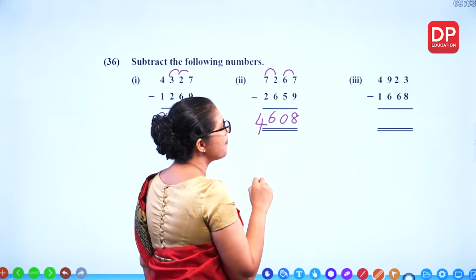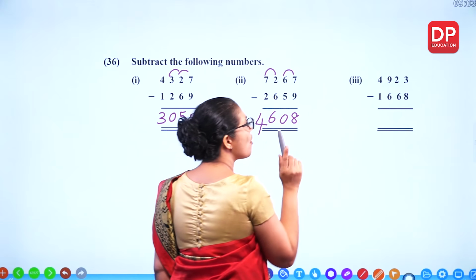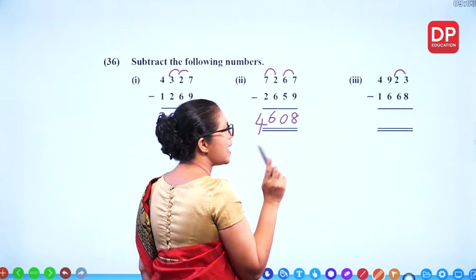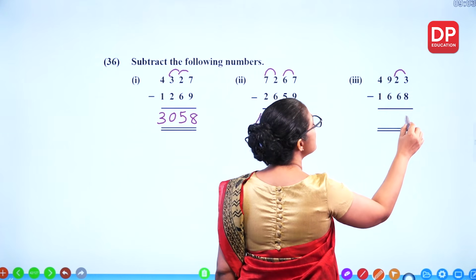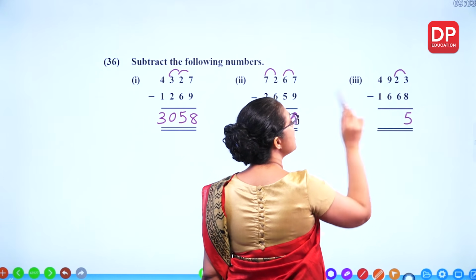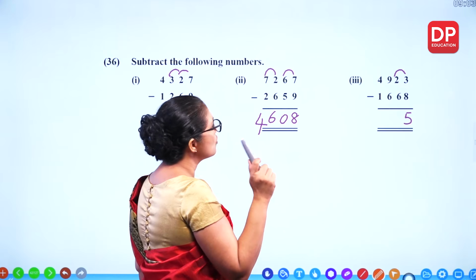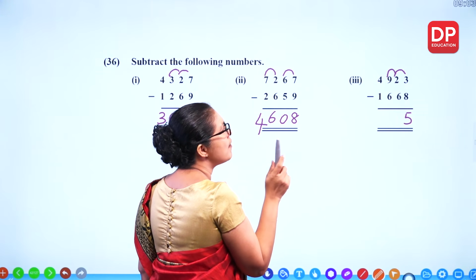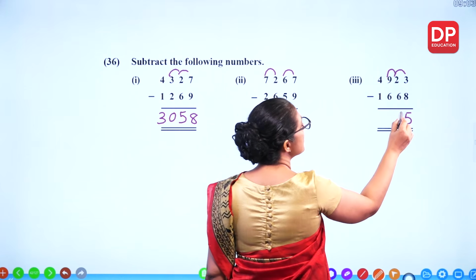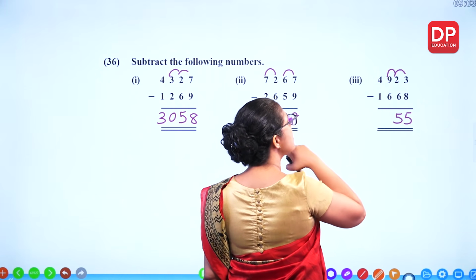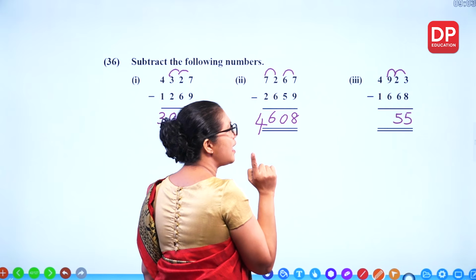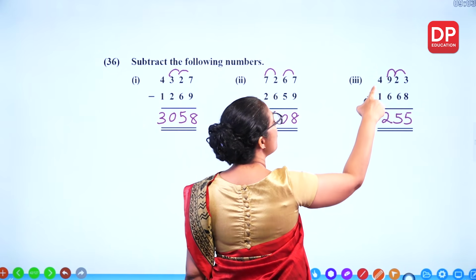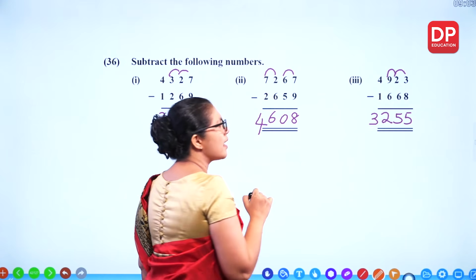Do the same thing. You can't subtract 8 from 3. You take 1 from here. 13 minus 8. What's 13 minus 8? That's 5. So what's the number here now? That's 1. So still you can't subtract. You have to take 1 from this side. 11 minus 6. That's 5. Now what's the number here? 8. 8 minus 6. You get 2. 4 minus 1. You get 3.